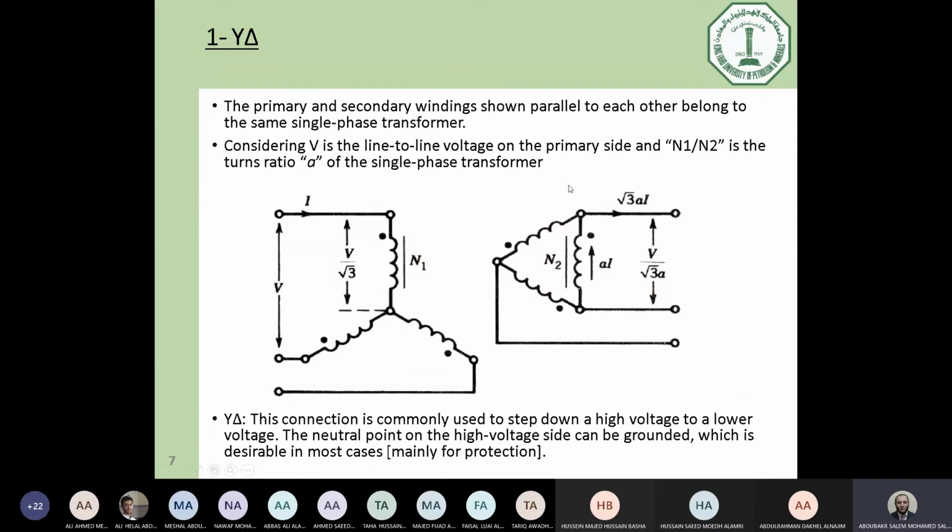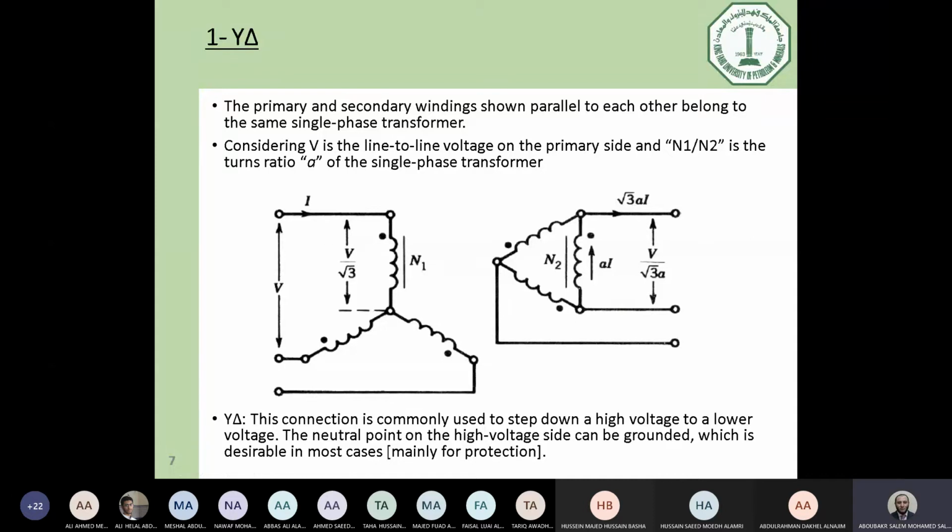Simply, the same for delta. Can you see? Here we started with dot, end with coil. So the second coil or the second phase should start with dot and end with coil. The third phase starts with dot and ends with coil. So this is the sequence of the connection.